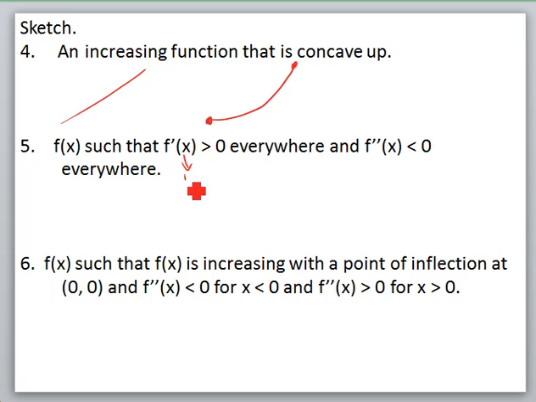this means increasing, right? Greater than 0. The first derivative is greater than 0 everywhere. So it's increasing everywhere, but the second derivative, remember, applies to concavity, and it's concave down everywhere. So we want it to be increasing everywhere, but concave down everywhere. So we could just create a function that looks like this. It's increasing, but it's concave down everywhere.